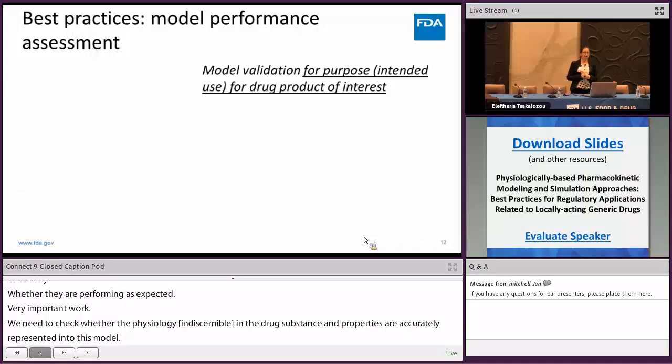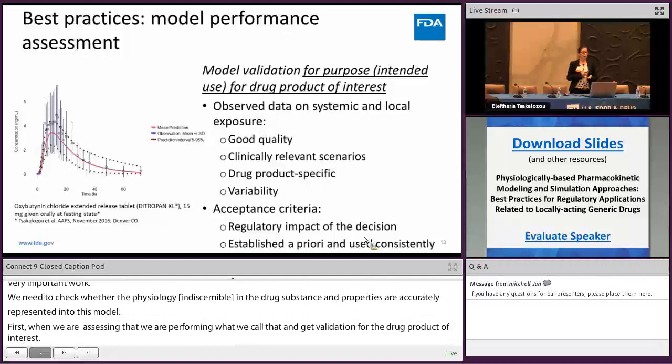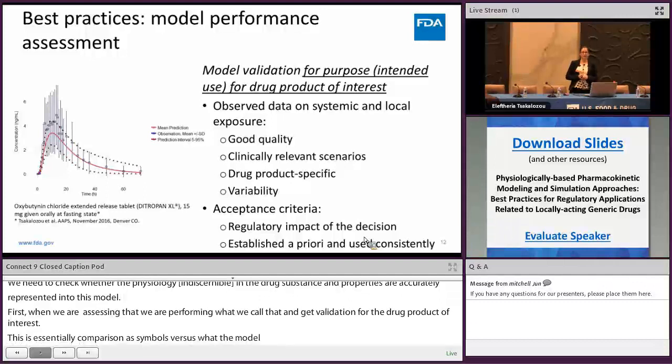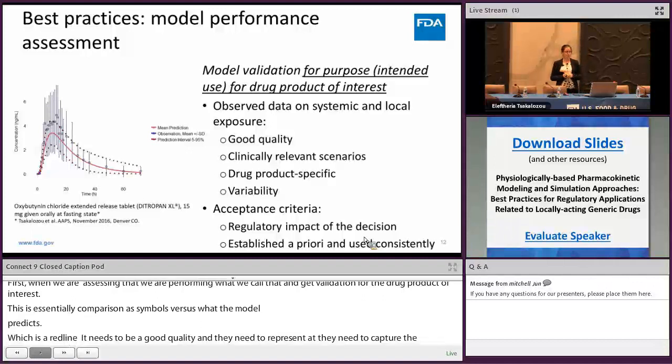First, when we are assessing the performance of the model, we are performing what we call model validation for the intended purpose of the drug product of interest. And this is essentially a comparison between observed data that you see on the left as symbols and their error bars versus what the model predicts, which is the red line. The observed data that we're using for model validation needs to be of good quality. They need to represent clinical scenarios that are relevant, and they need to be drug product specific, and they need to capture the variability of the drug product and the population. When it comes to the acceptance criteria, these reflect the regulatory impact of the decision that is associated with the model. However, they need to be established a priori and used consistently.